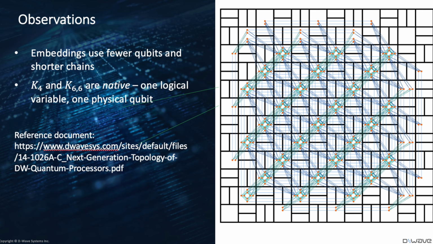And just summing up a little bit of what we've learned here. Pegasus embeddings use fewer qubits and shorter chains. And K4 and K6,6, now you know what those mean, are native. One logical variable, one physical qubit. And again, here's a link to the reference document where you can find out more about this. But I'm hoping to motivate you to embed and then solve some of your complicated problems on the Advantage solver.